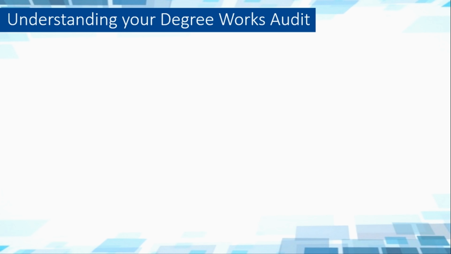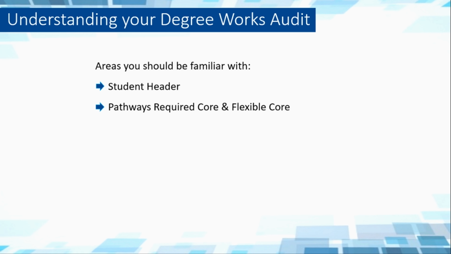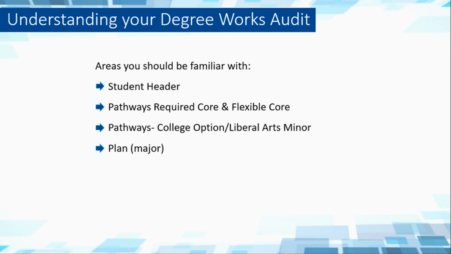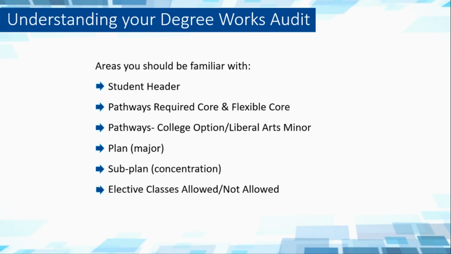All students should familiarize themselves with the DegreeWorks audit to best understand the information it provides. Some sections you should recognize are the student header, Pathways Required Core, Flexible Core, and College Option, your plan or major, subplan, meaning the concentration or track, and elective classes allowed and not allowed. Let's take a look at what a DegreeWorks audit looks like.